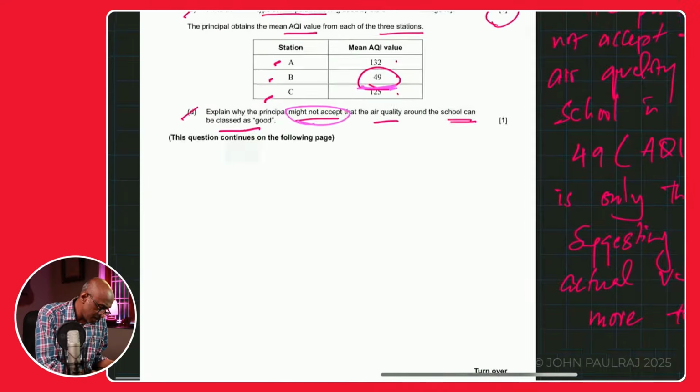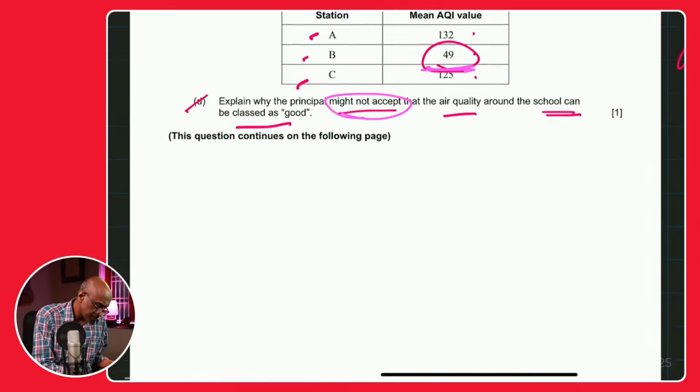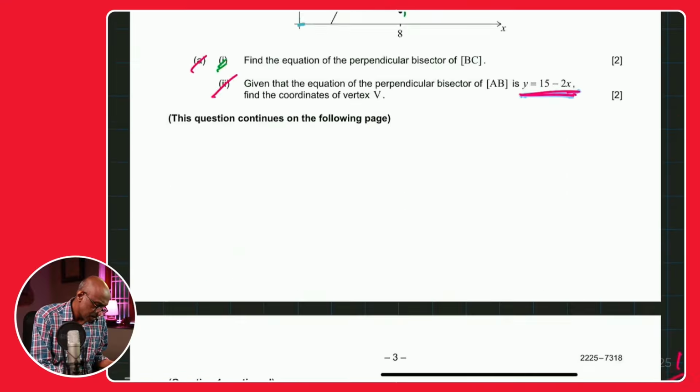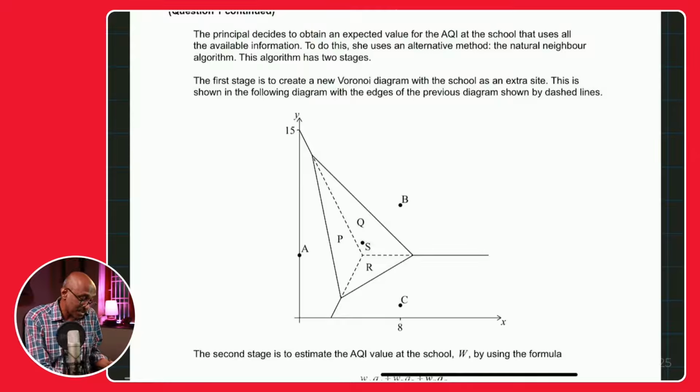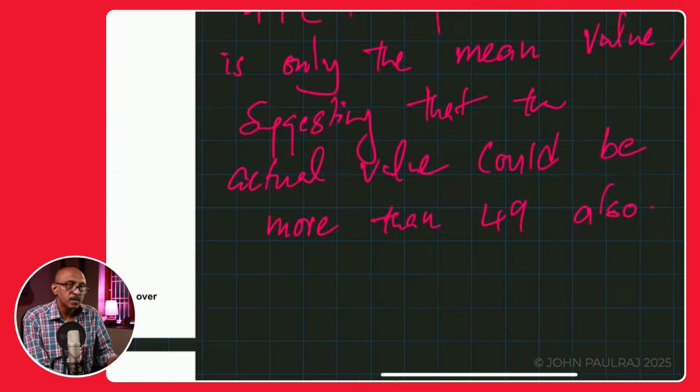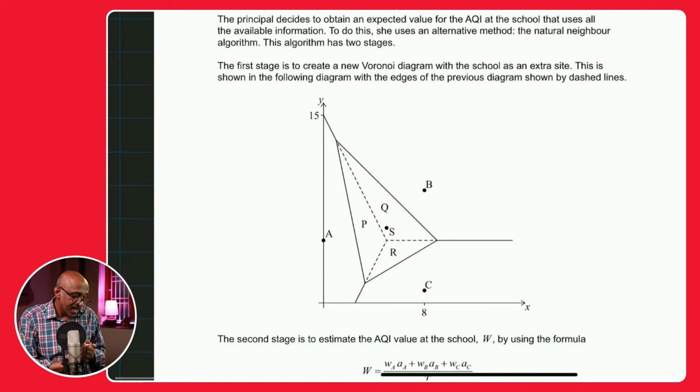So what is this? Is it C or D? Oh, this is D. All right, cool. The principal decides to obtain an expected value for the AQI at the school that uses all the available information. All right, that was E. Now let's move on to the next one. The principal decides to obtain an expected value for the AQI at the school that uses all the available information. To do this, she uses an alternative method. Remember, I called her a good mathematician? That's very good. The natural neighbor algorithm.